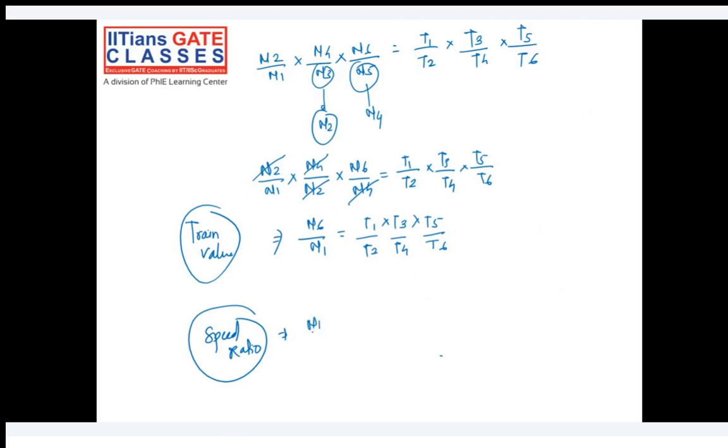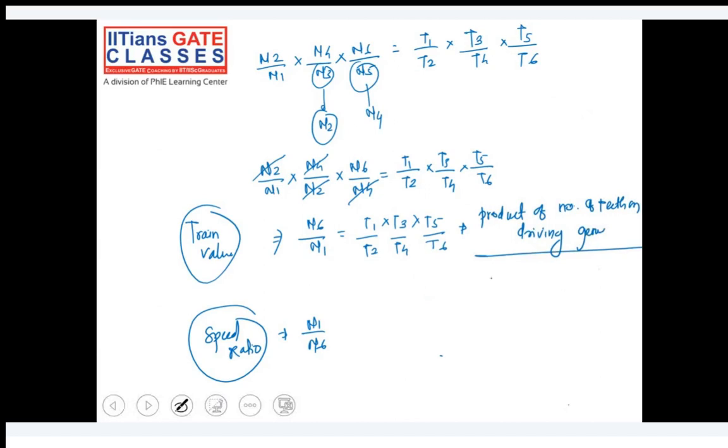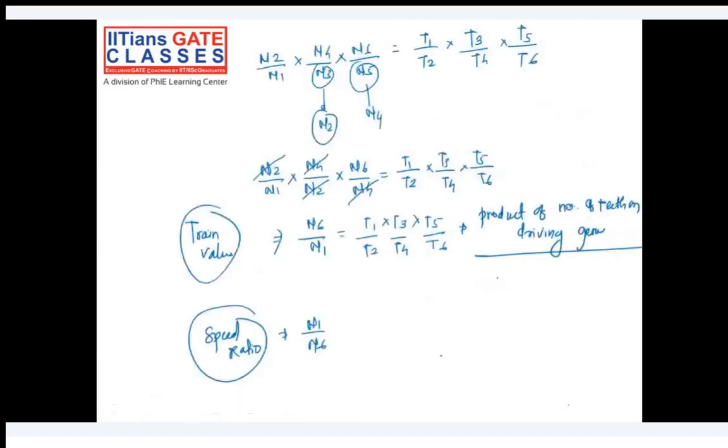So the train value, you can say, is N6 by N1, which is equal to the product of number of teeth on driving gears to the product of number of teeth on driven gears. Okay, so this is what you can conclude out of it.